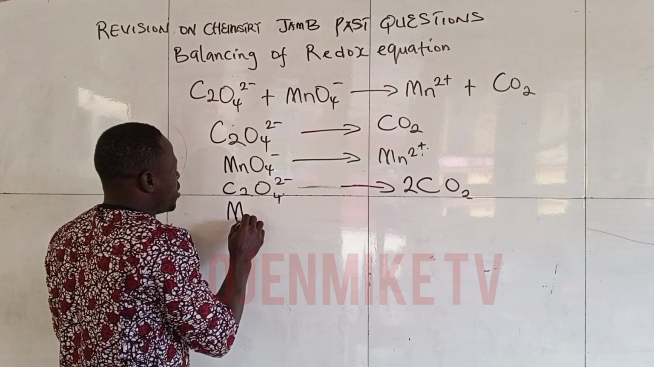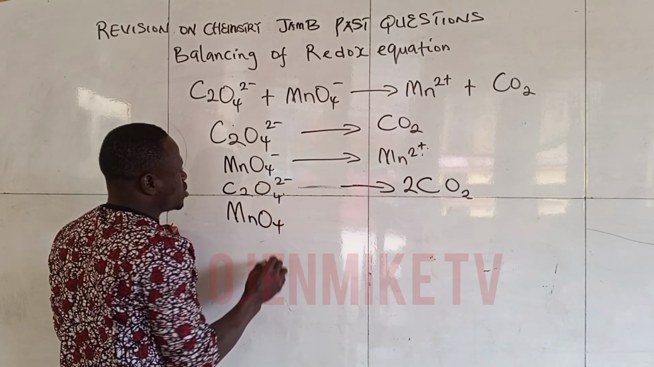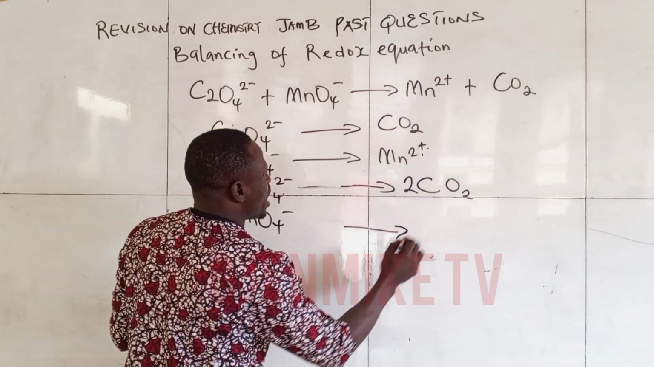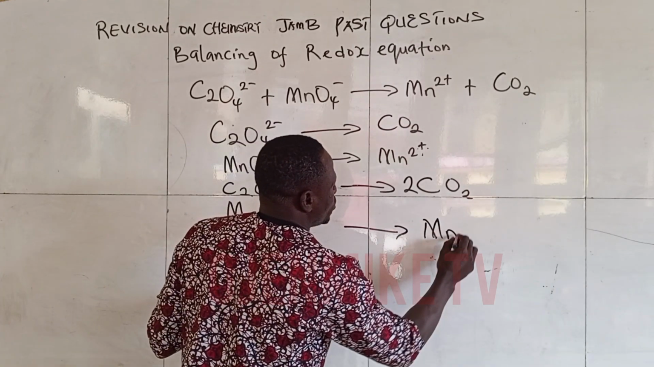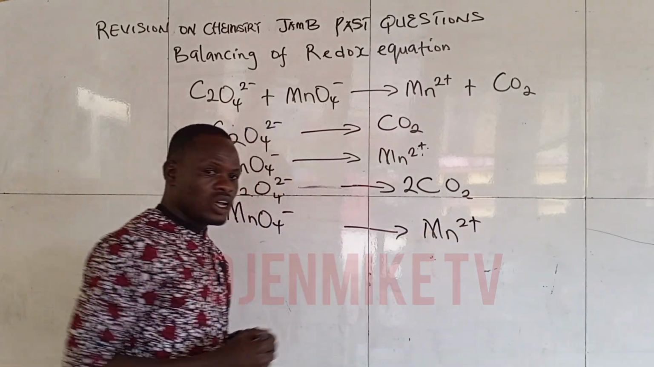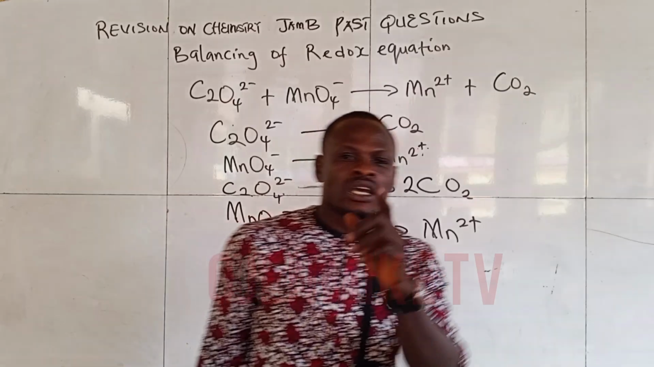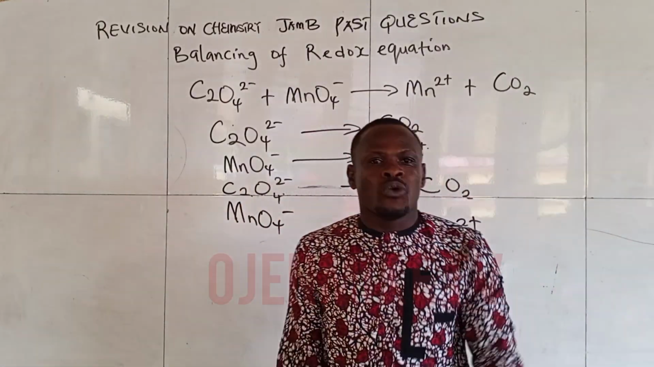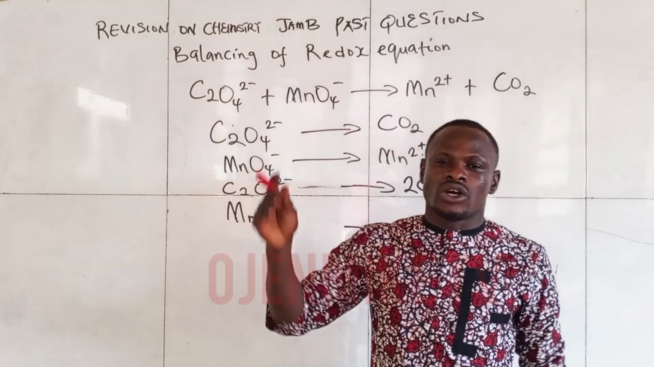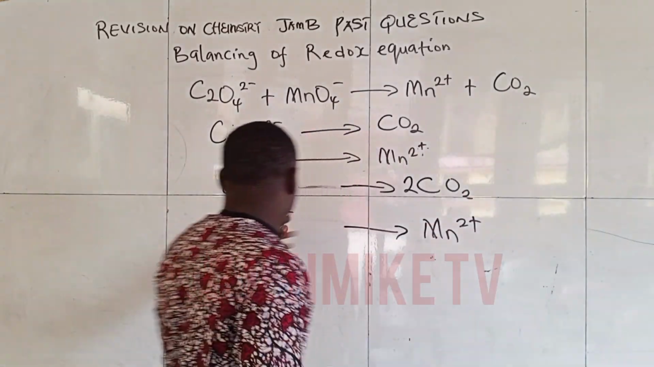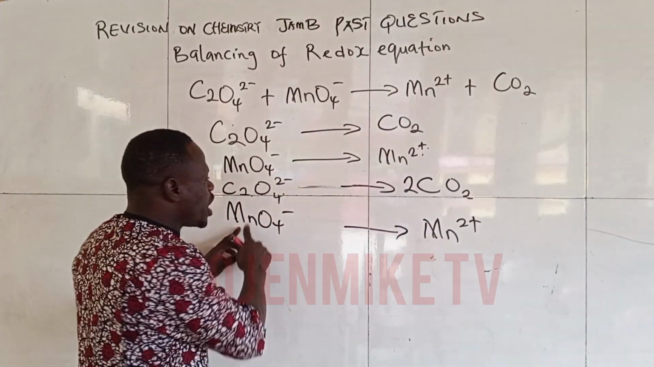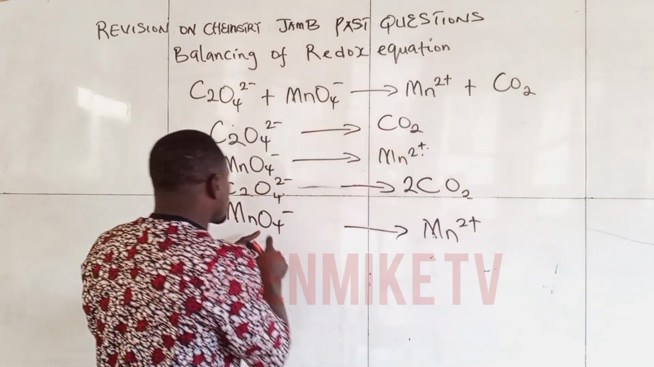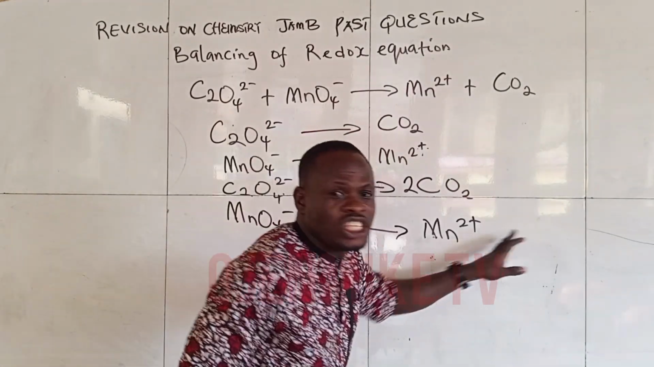We have manganese oxide, MnO4 with a charge of minus, reacting to form Mn2+. Remember, the first step of balancing a redox reaction is to separate the equation into 2 halves: the reduction and the oxidation. Now come to this side. The manganese here is 1. Manganese here is 1. It means that manganese is balanced. Oxygen here is 4. There is no oxygen in the product.